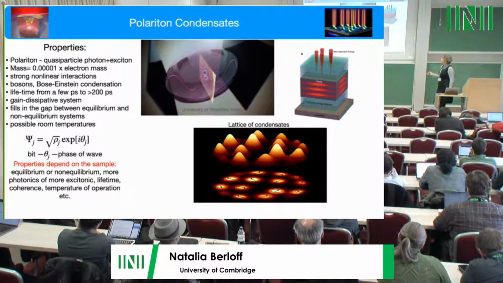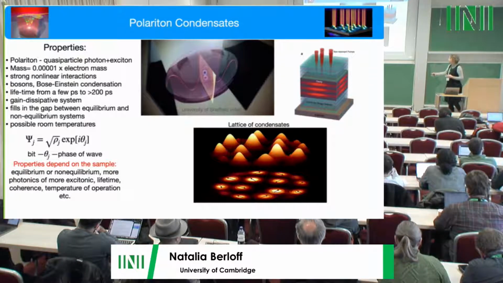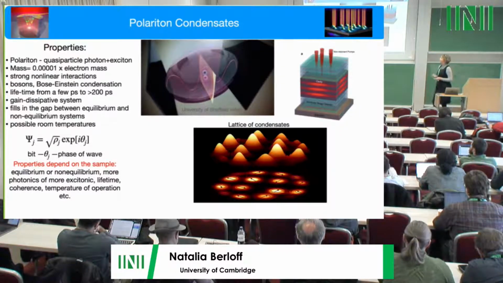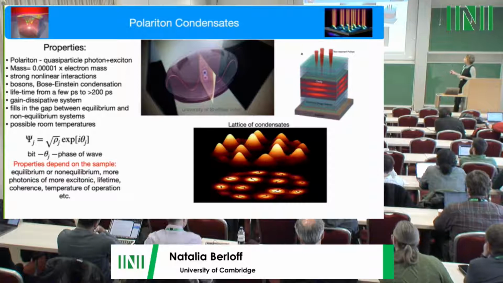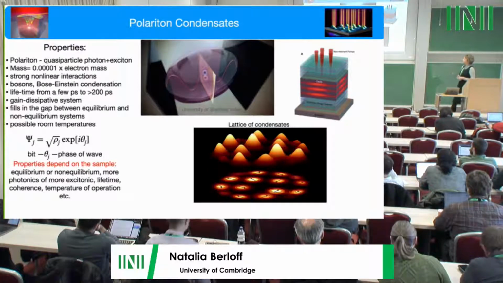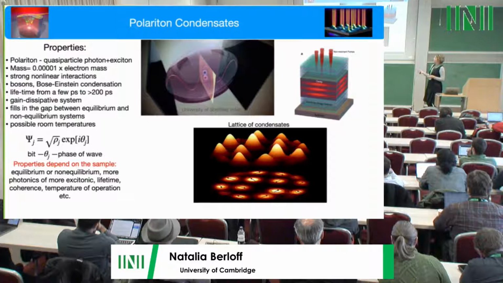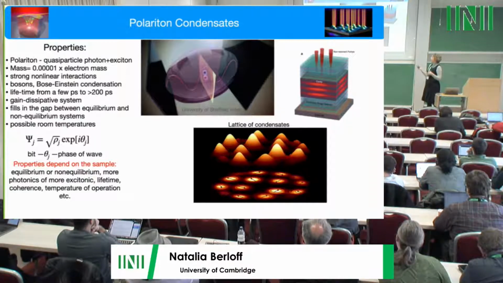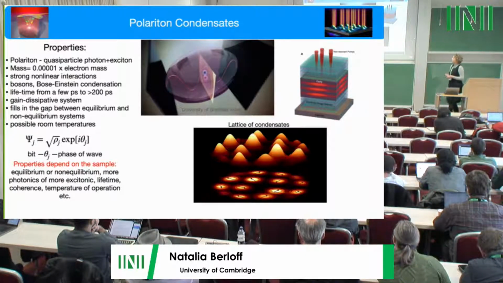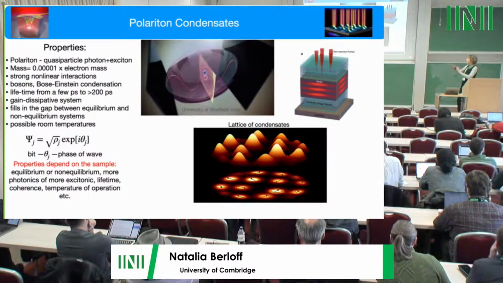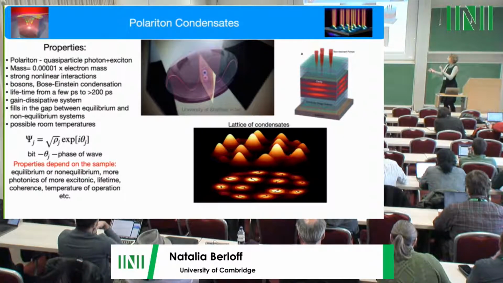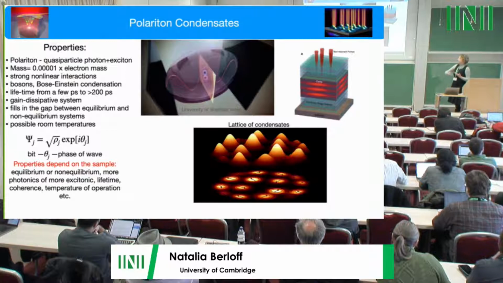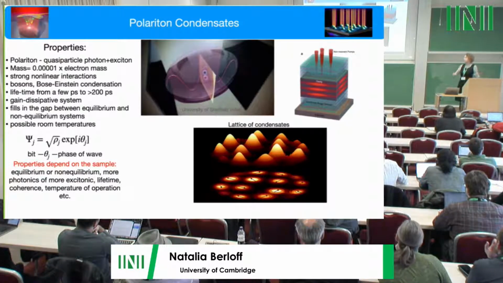After bouncing back and forth between the mirrors, as photon, exciton, photon, photons leak through. So they have a rather short lifetime that can vary depending on the thickness of the mirrors, on the quality factor. And you can vary, therefore, from a few picoseconds to 100 picoseconds. It's again a dissipative system. If the laser is off, there are no quasi-particles. But because of the structure of the sample, of the lifetime, of the mass, you can actually fill in the gap between equilibrium and non-equilibrium systems.